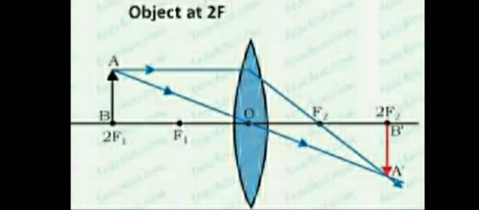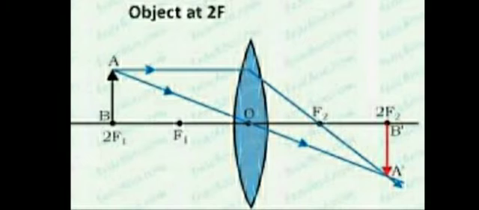Now what is its nature? It is of the same size, real and inverted. So we say if the object is placed at 2f1 in case of convex lens, the image formed is at 2f2. It is of the same size as that of the object and real and inverted.